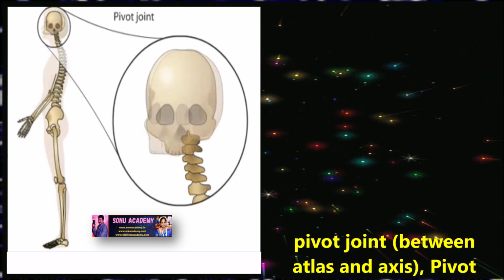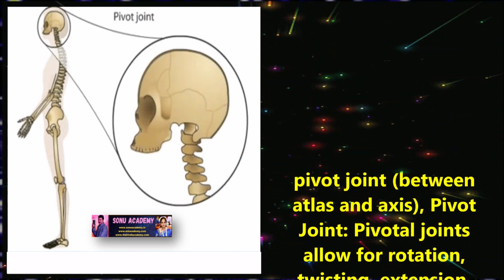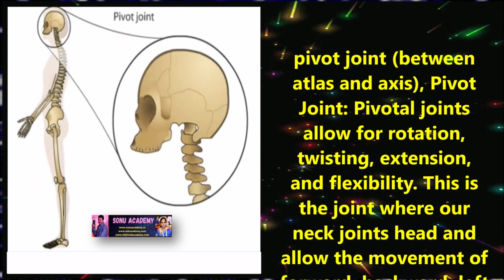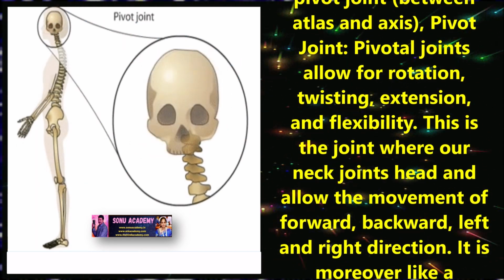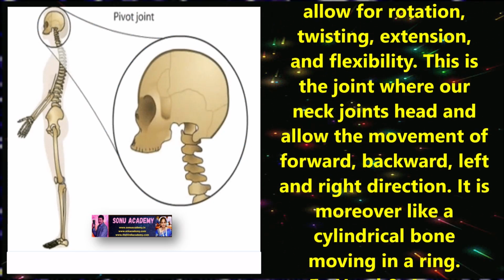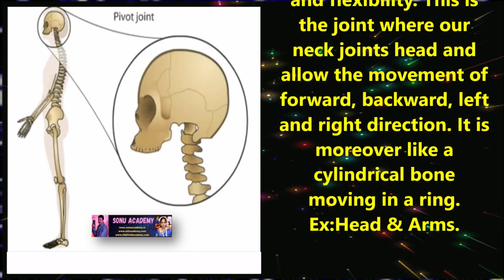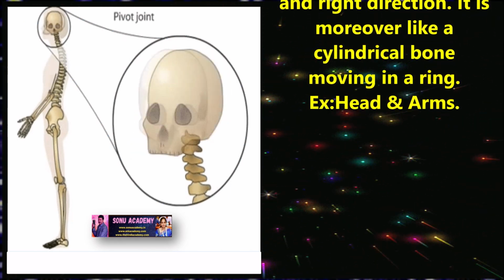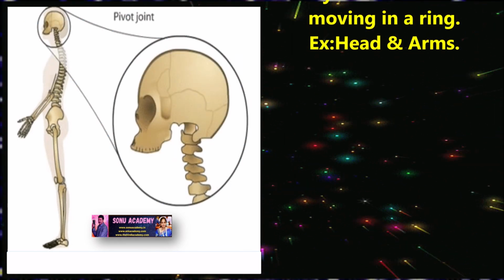Pivot joint. This pivot joint allows for rotation, twisting, extension, and flexibility. This is the joint where our neck joins the head and allows movement in forward, backward, left and right directions. It is like a cylindrical bone moving in a ring. Examples of these joints are head and arm.